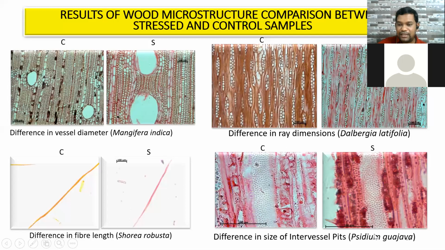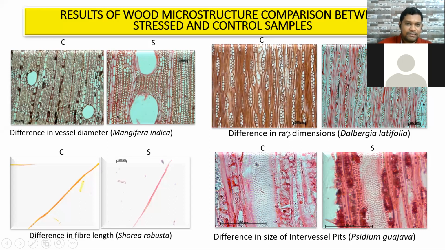Then in the case of Psidium guajava, these are the intervessel pits. These pits can be visualized under high power on the walls of the xylem vessel. The size or dimensions of these pits also play a very important role, because these pits on the vessel walls form the opening through which the conduction of the sap can go from one vessel to the adjacent vessel. So in stress conditions, these pits can show some plasticity.